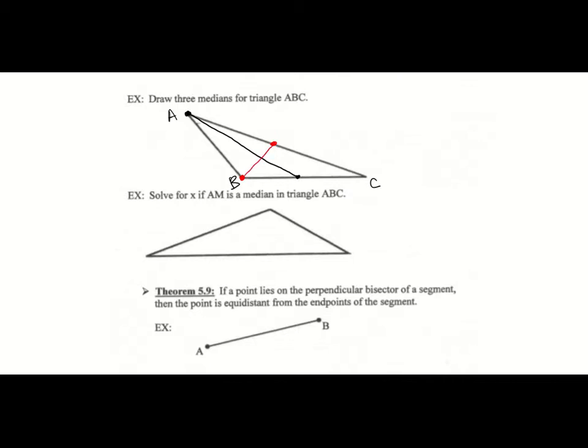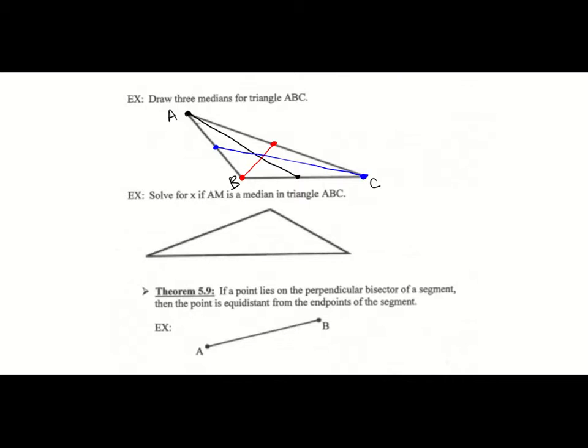And then for my third median, I'll start at vertex C, and I want to go to the midpoint of the opposite side, which is right about there. Okay, and so those are all of our medians for our triangle ABC.